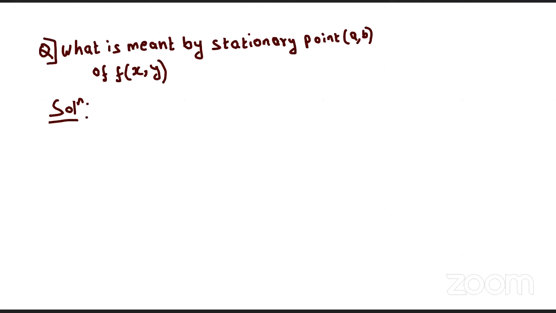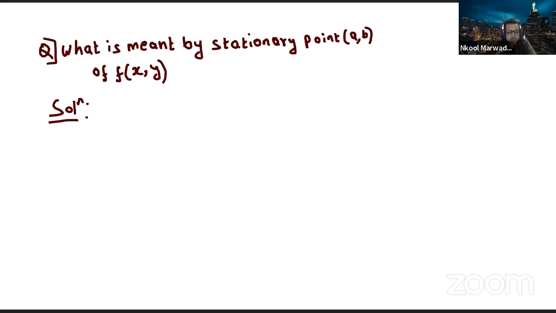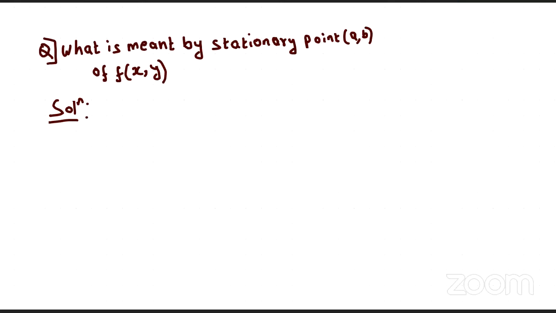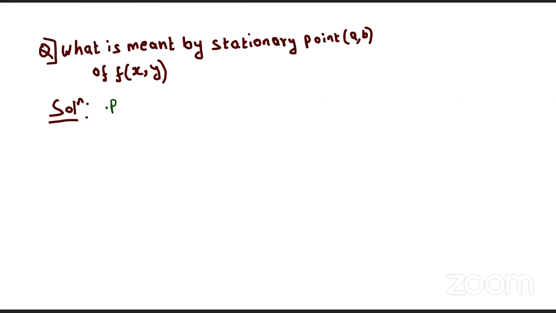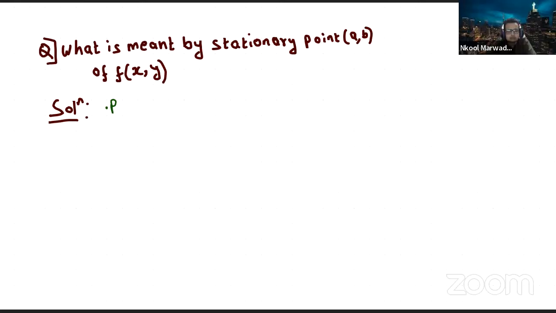So if I talk about a stationary point, there are two, three properties. We can start with the first property: a stationary point is a point where the partial derivatives of the function with respect to both x and y are zero. Okay, so let us look at it. What is a stationary point?